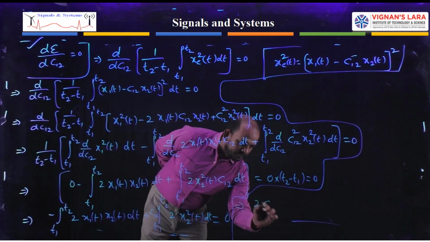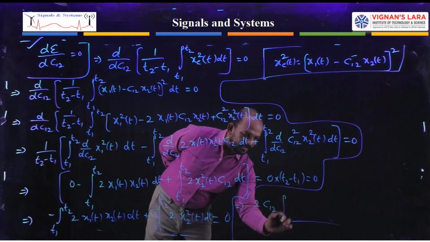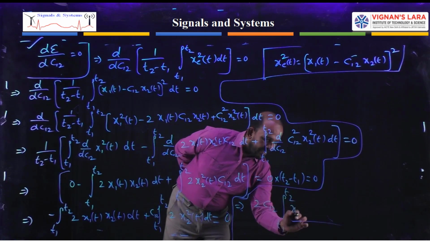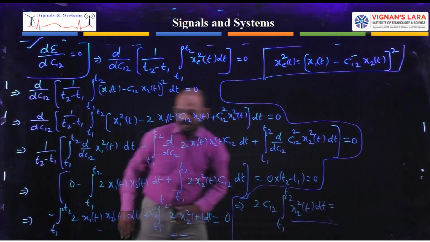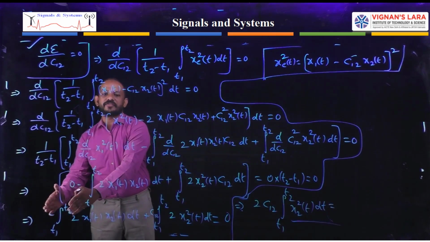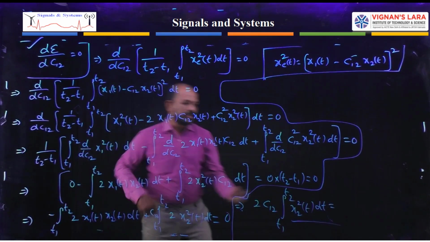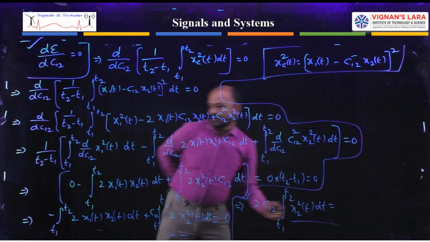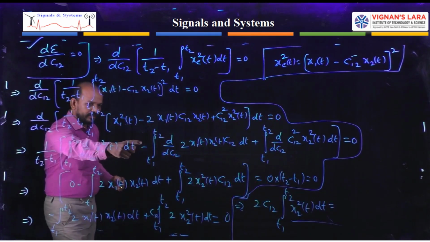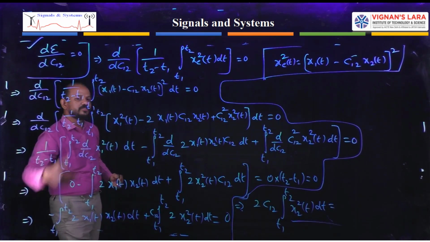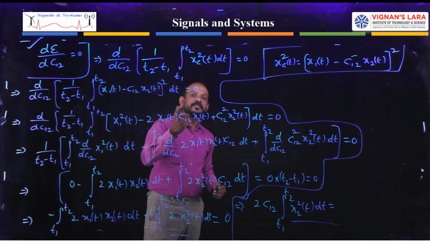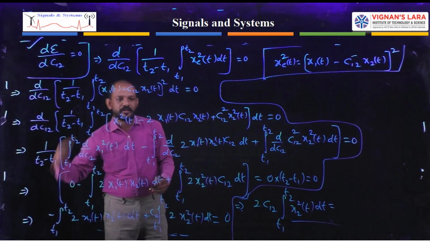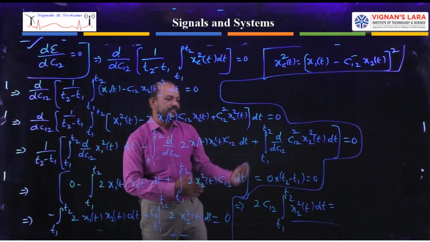So 2 c12, because it is a constant, integral T1 to T2 x2 square of t dt will be equal to, so it's a positive term. Now it has a minus term on the left side. So if you go to the right side, it will become the positive term. So this is the minus, the continuation minus, and the same minus. So this is coming in the formula of a minus b whole square. So in the a minus b whole square formula, a square minus 2ab plus b square, the minus is continuing here. Okay. Now this minus goes to the right side, it will come as plus.